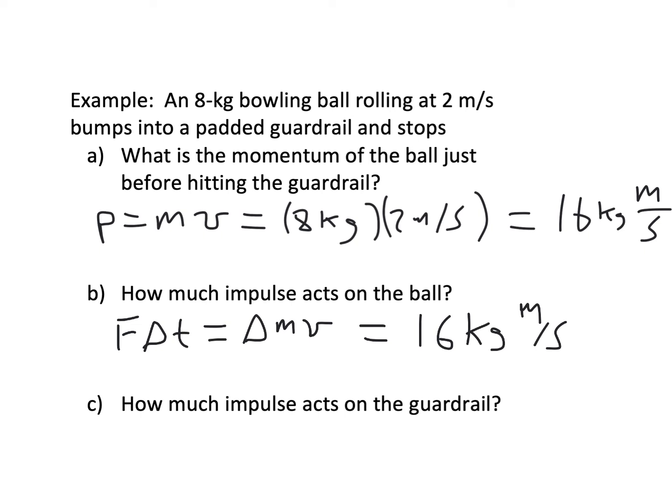Now, the next question is how much impulse acts on the guardrail. And that answer would also be 16 kilogram meters per second. This is kind of like Newton's third law. The force is going to be equal and opposite. But the fact that it's opposite tells us that the impulse has to be negative, because like momentum, impulse is also a vector. The direction matters. And so this is sort of the basic idea.